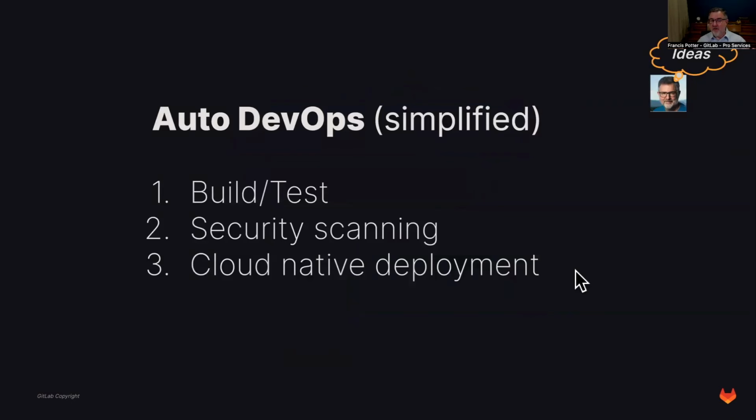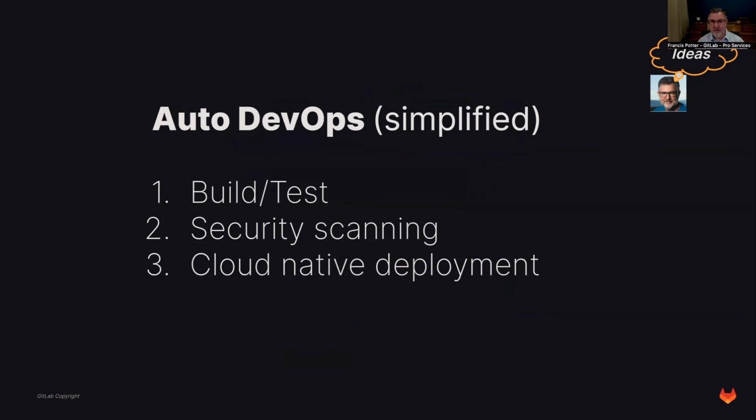I like to think of auto DevOps in very simple terms as having three parts. And sometimes, with all the different branding aspects to it and all the history of it and all the different things that it does, it can get lost and confusing. And I like to boil it down to these three.